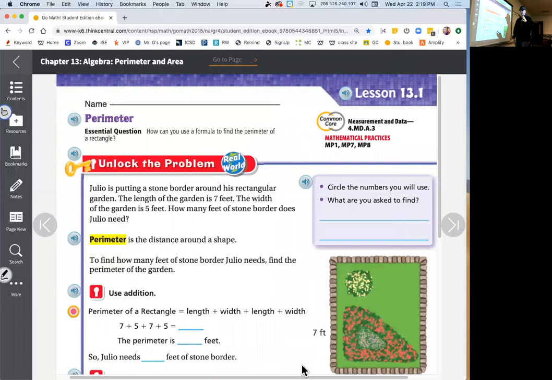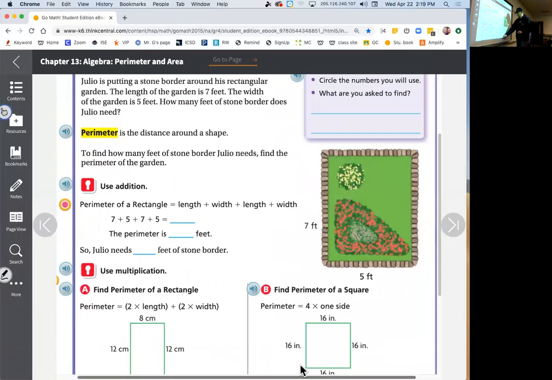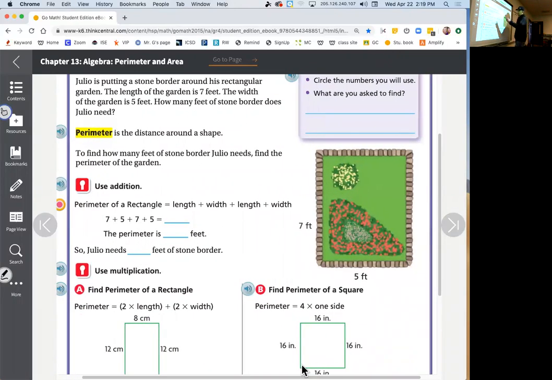We talked about it a little bit on our Zoom meeting Wednesday, if you were there. So perimeter is finding the distance around something. So it's the distance around a shape. Okay, so this is your yard. Let's find the distance around the whole yard. Not the yard, maybe a little patio. What does it say? This is the perimeter of the garden.